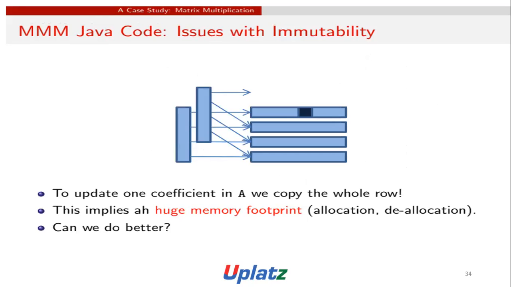Issues with immutability: to update one coefficient in a double row, we copy the whole row. This implies a huge memory footprint, allocation and deallocation. Can we do better?